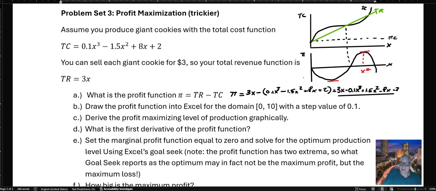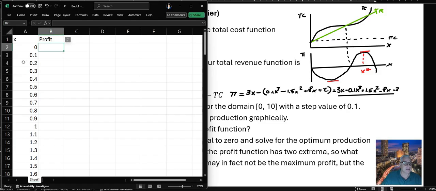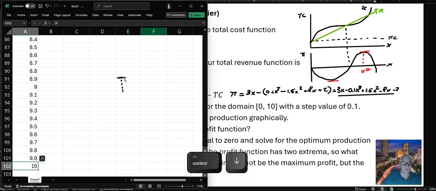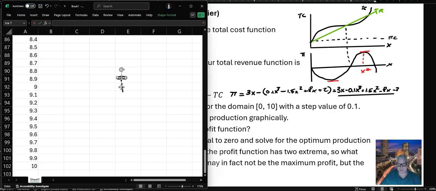Okay, so let's take a look at this profit function and draw it in Excel. So I can go back to Excel, and I still have here from the previous example the x-axis with the step value of 0.1, and there's still something here that I can delete.